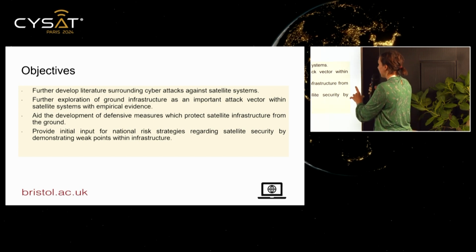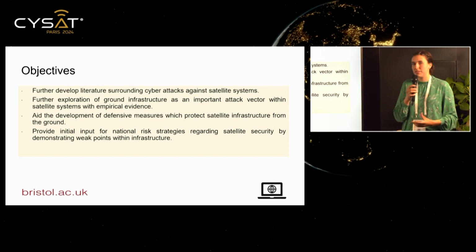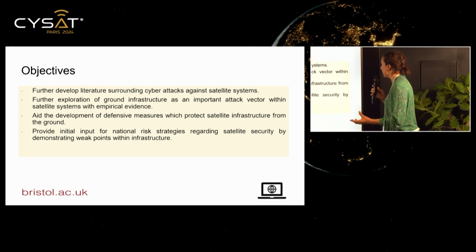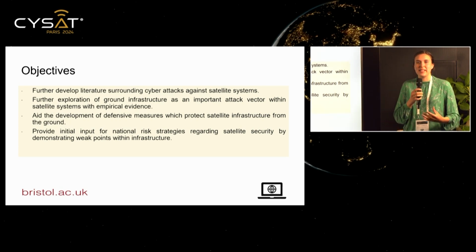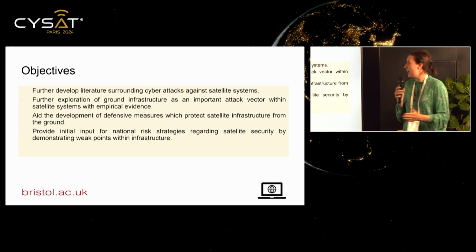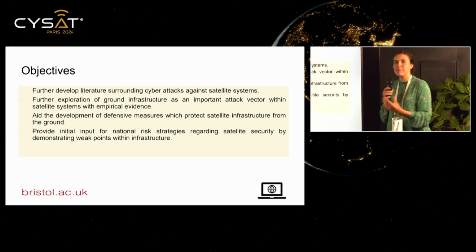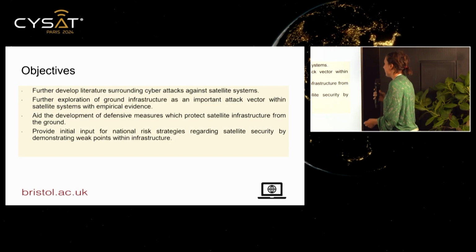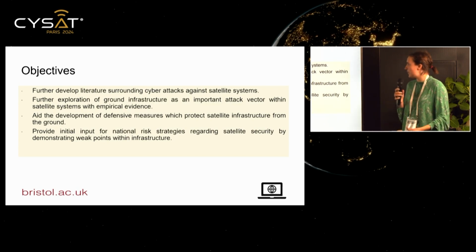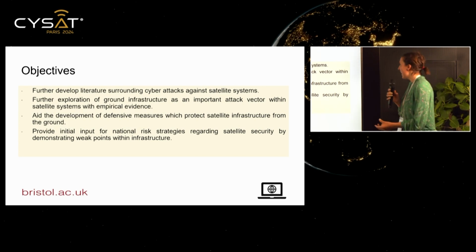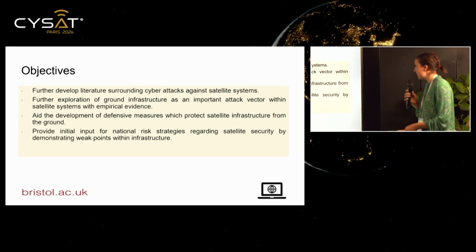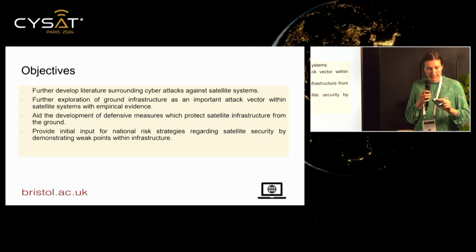So for this one in particular, I wanted to bring in the importance of ground infrastructure as an attack vector. This worries me especially because if people can get into the ground infrastructure of satellite systems, that could be especially concerning, as these are typically wider scale attacks because they could actually move satellites and impact the wider connected infrastructure as well. So I wanted to aid the development of defensive measures which protect satellite systems from the ground, and also provide initial input for national risk strategies regarding satellite security by highlighting any key weak points.